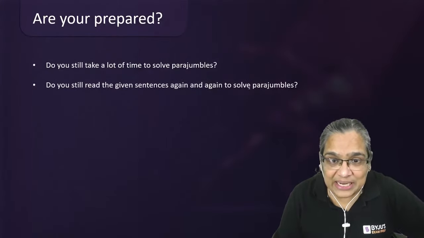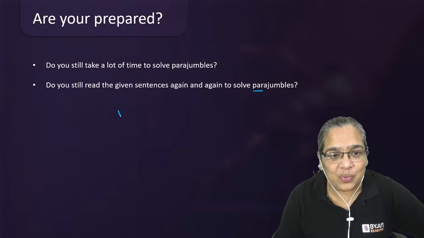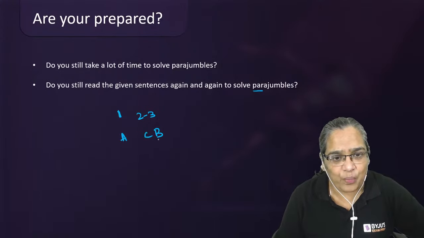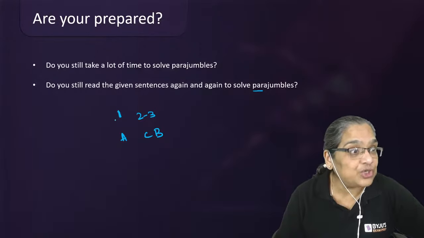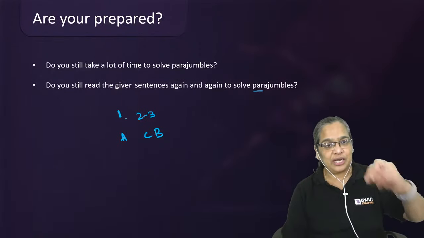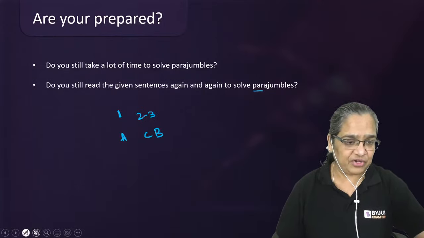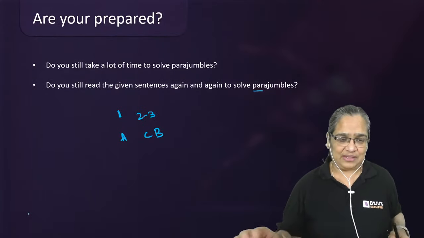As you are reading the parajumbles, you have your order. Okay, I think 1 is going to start, 2, 3 or A is going to start, C, B is a mandatory pair. Now where do I put D? As you are reading it, you should not read it 2, 3 times, maximum 2 times, not more than that. If you are spending more time than that, then you are wasting time.